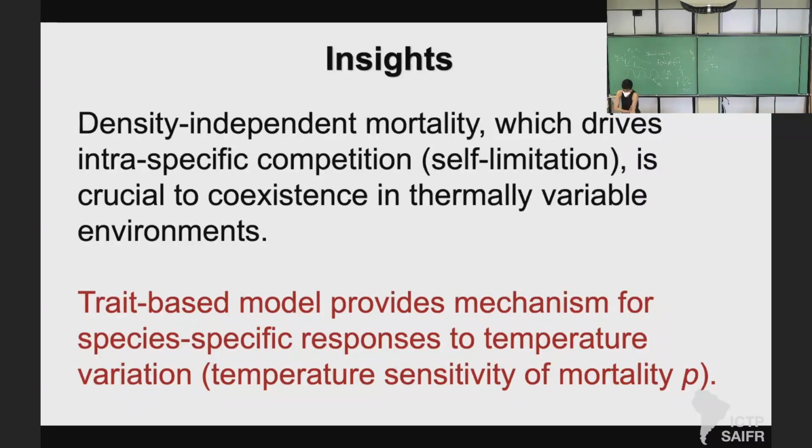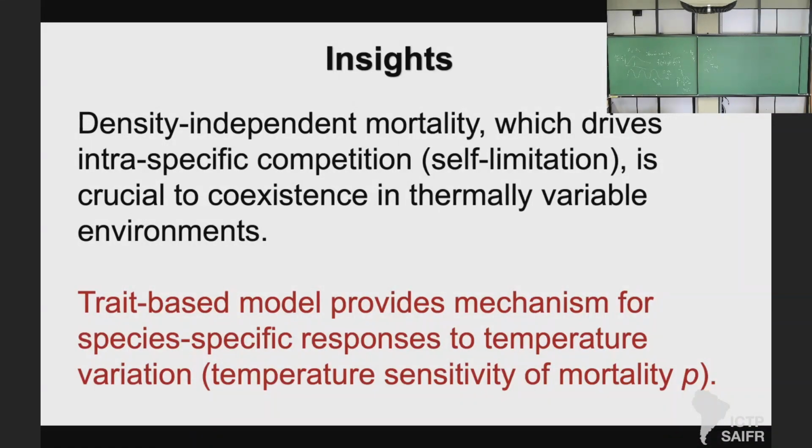So, what we see is something really new here, which is that density independent mortality, which drives intraspecific competition. Whoever thought that that would be true, right? We never thought that that could be important, but in a temporally variable environment where the axis of variation is temperature, how long you live is everything, okay? Is crucial to coexistence. So, the temperature response of density independent mortality is absolutely crucial to coexistence in thermally variable environments. And this trait-based model provides a mechanism for species-specific temperature responses to temperature variation.